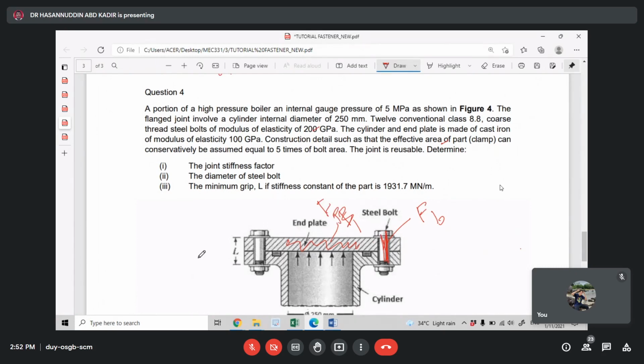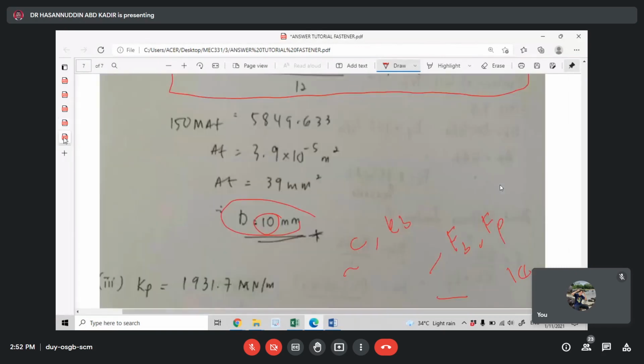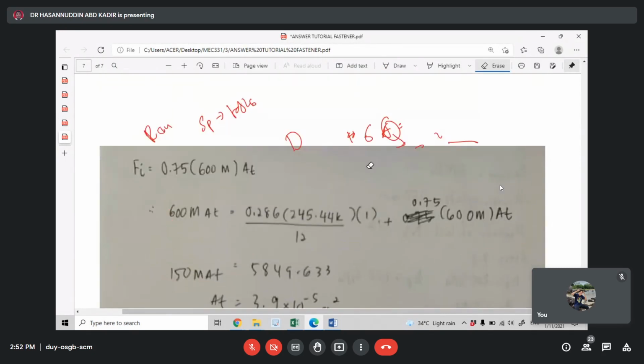Setakat ni ada siapa-siapa nak tanya ke apa ke? Ada ke soalan? Okey. Tak ada, sir. Okey, sekejap saya bantam dulu.